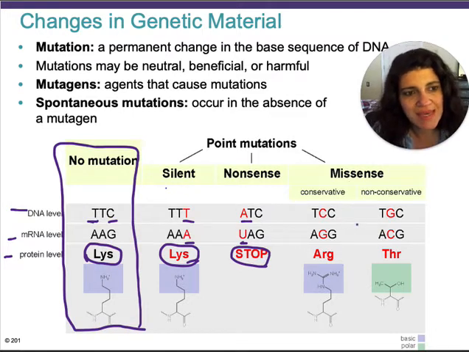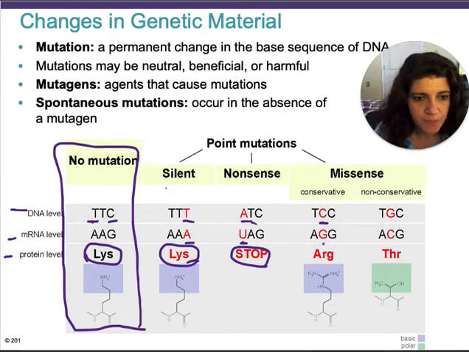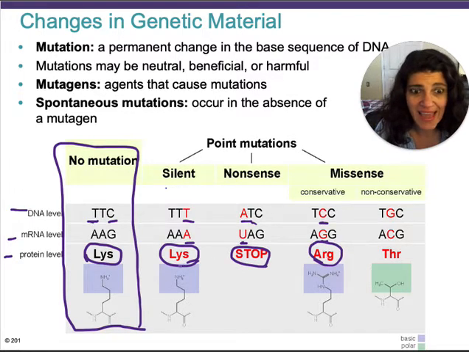What would be a missense mutation? Instead of the T, you would get a cytosine, and then you would get a guanine at the mRNA level. And that AGG codes for arginine. Is arginine a different amino acid? Yes. So you have a mutation that changes the amino acid.